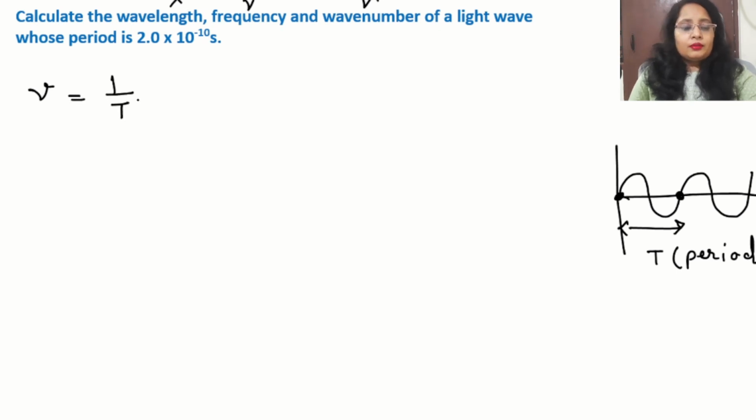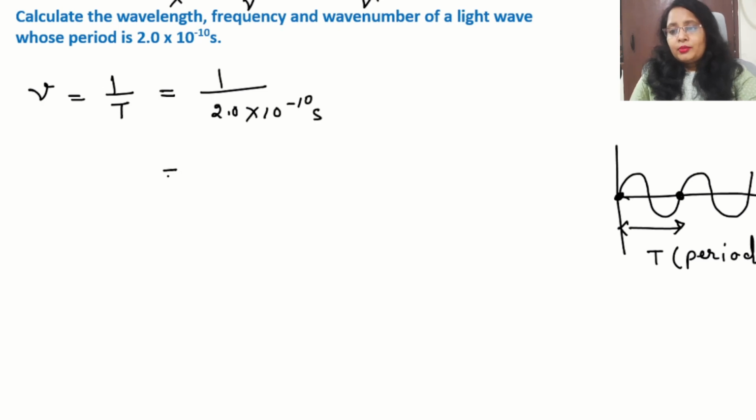Now if we put the values, we will get the value of the frequency here. So 1 by T, we can write it as 1 upon 2.0 into 10 to the power minus 10 second. Now 1 by 2, we can write it as 0.5. And 10 to the power minus 10 will go up and change to 10 to the power 10, and second will turn to per second.